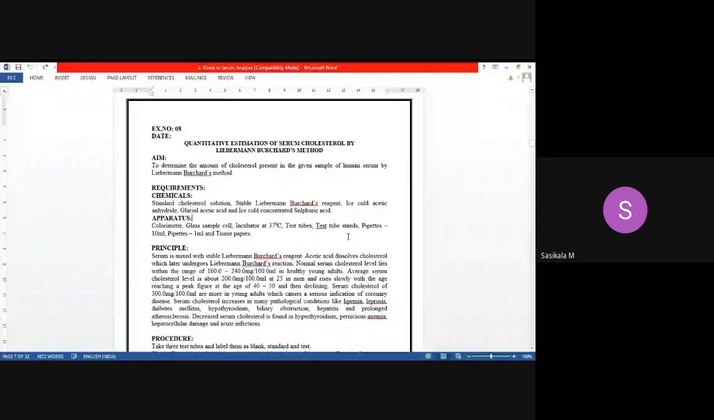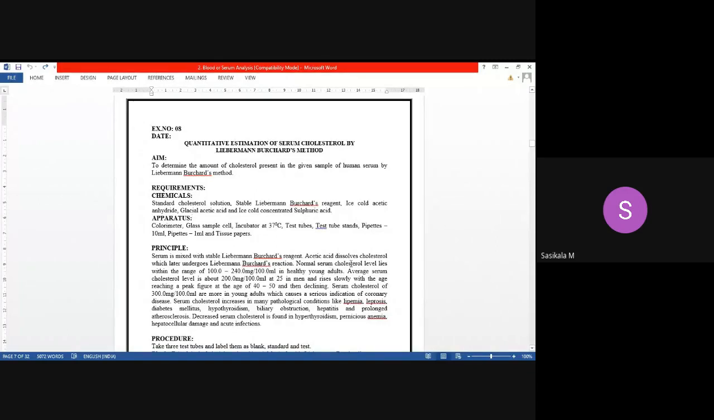Let's move on to the principle. Serum is mixed with stable Liebermann-Burchard's reagent. So this is the reagent, and serum will be having cholesterol. Acetic acid dissolves cholesterol, which later undergoes Liebermann-Burchard's reaction. So which dissolves the cholesterol present in serum? Acetic acid. So acetic acid will be the solvent for sample and for standard, mainly for cholesterol. It will be dissolving cholesterol. Then it undergoes Liebermann-Burchard's reaction.